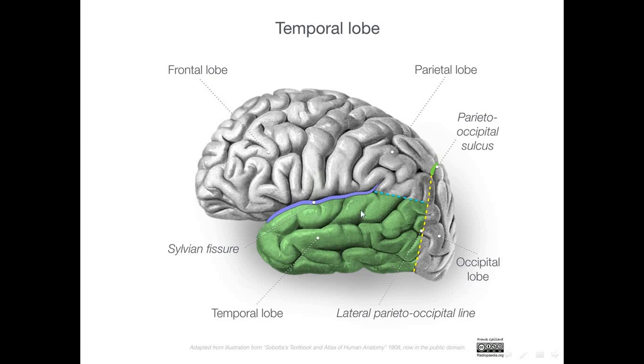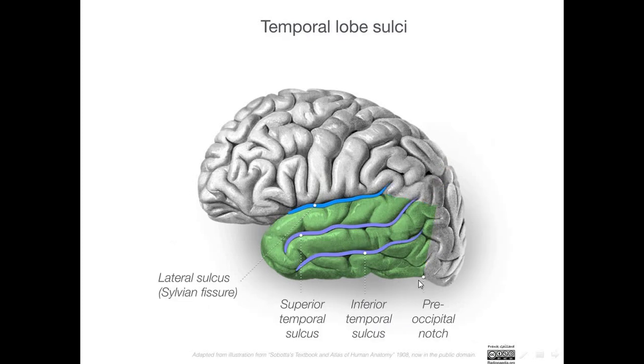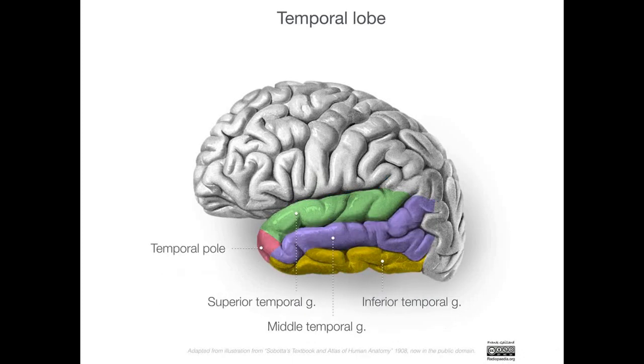This is the location of the neocortex, the temporal lobe. It's separated from the frontal and parietal lobe by the sylvian fissure here, and from the occipital lobe by the lateral parieto-occipital line, this imaginary line, which is an extension of the parieto-occipital sulcus. The sulci of the temporal lobe include superior and inferior. The sylvian fissure or the lateral sulcus is the most superior border of the temporal lobe.